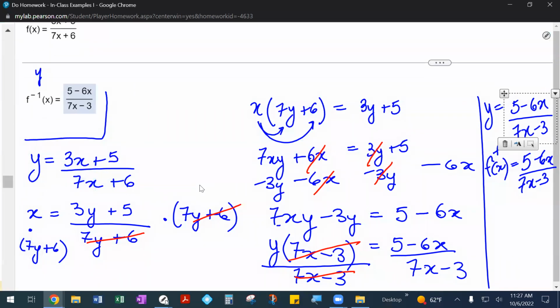Anybody have questions on this example here? Okay. Zoom group.